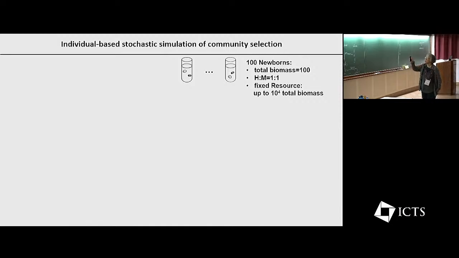So we start with 100 newborns. The total biomass is 100. Say one biomass is equivalent to 1 cell, so it's about 100 cells. The H to M ratio is 1 to 1. And we fix the resource so that we have the resource up to 10 to the 4th total biomass. So from 100 to 10 to the 4th, approximately how many generations would the cells go through?